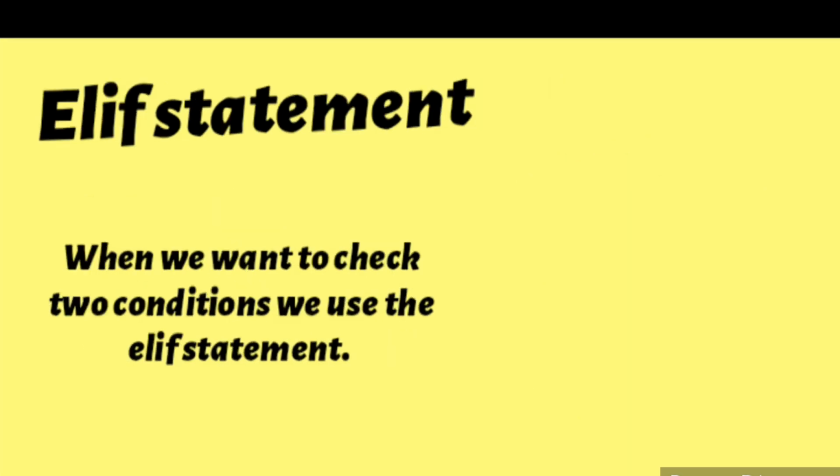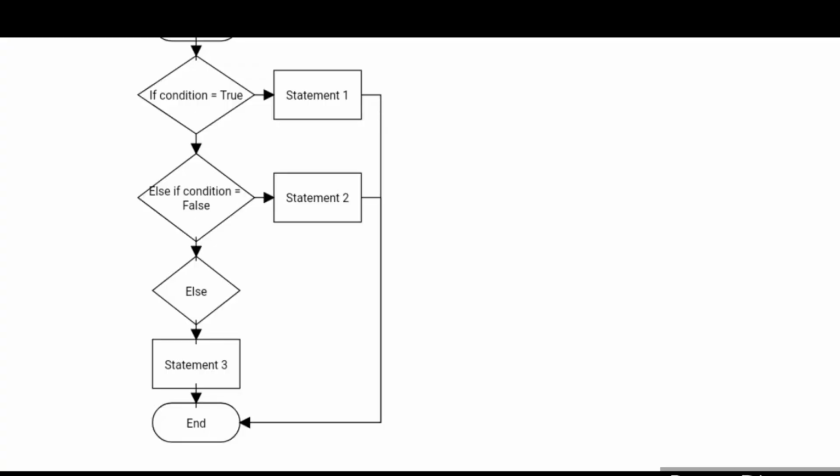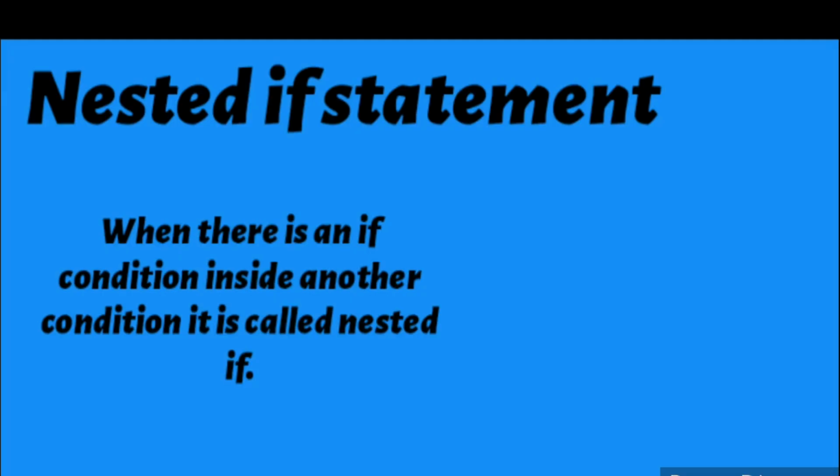Elif statements. When we want to check two conditions, we use elif statements. In this flowchart, if the condition is true, it will execute statement 1. Else if the condition is equal to false, it will execute statement 2, else statement 3. Nested if statement. When there is an if condition inside another condition, say if or else if, it is called nested if.